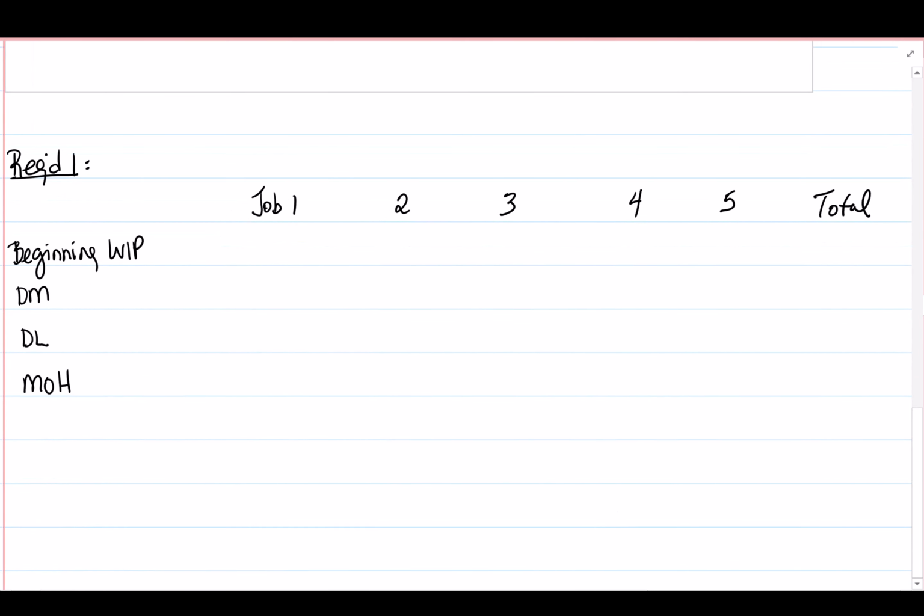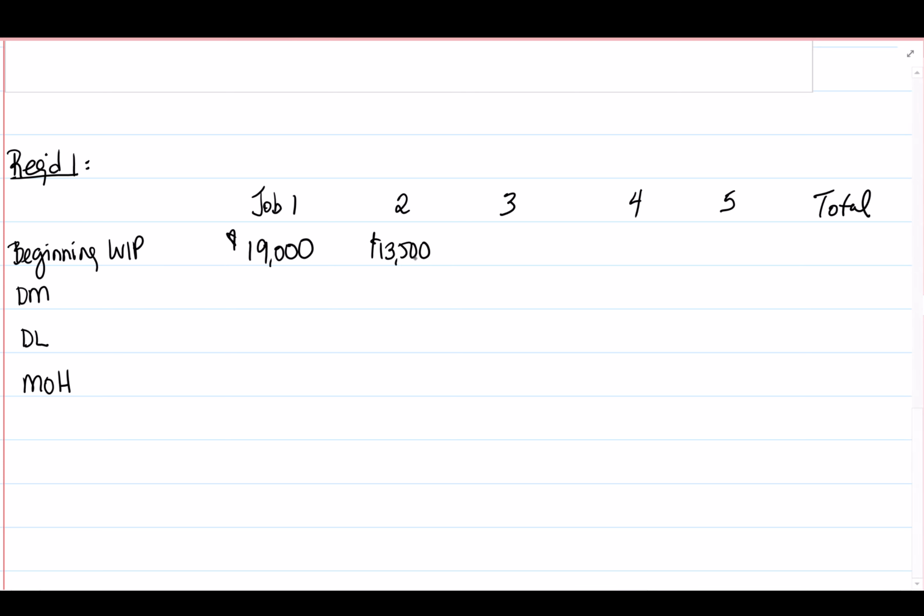Always try to remember, if they have a beginning work in process, do not forget that line. That is one line that most students forget when they're doing a job. They'll just do the current month's transactions and forget about the beginning WIP or the opening work in process. And they told you in this question, 19,000 was an opening WIP for job 1, and 13,500 was in beginning work in process for job 2.